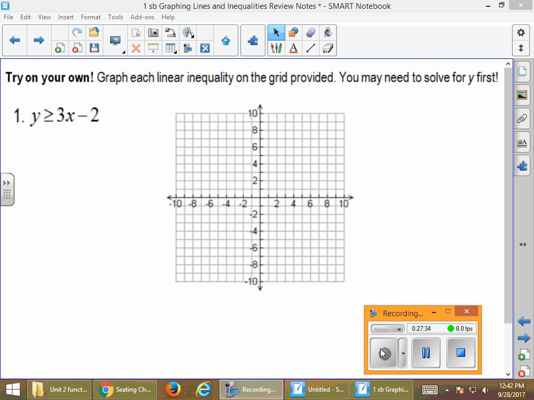Try to finish these remaining graphs on your own. Remember that you might have to solve for y first. And don't forget that it never says shade, but these require shading.